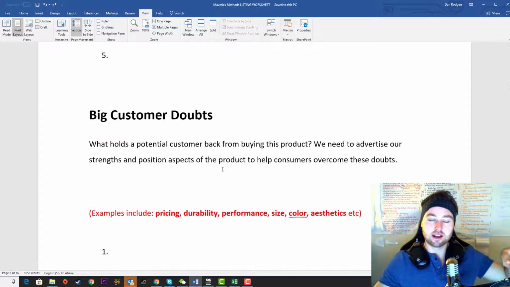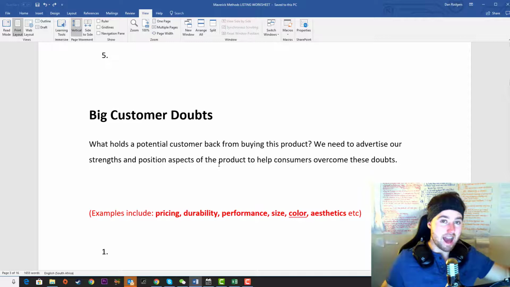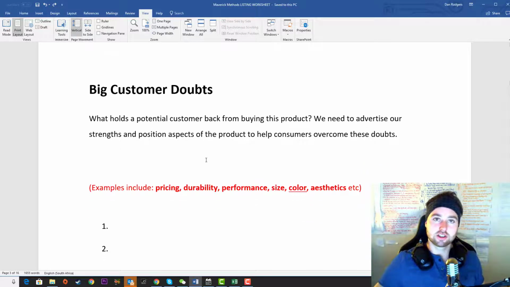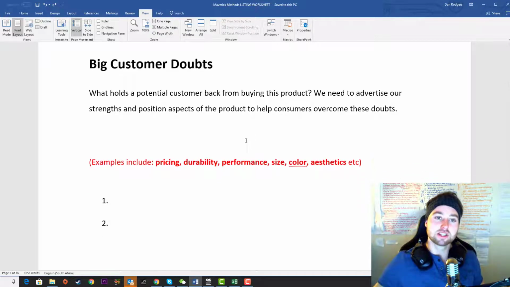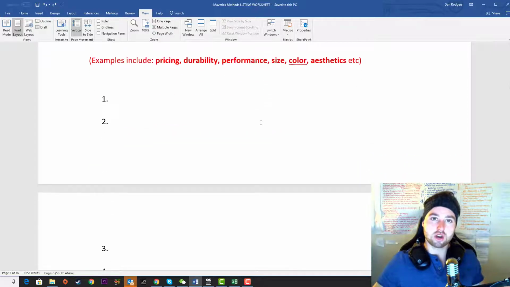Then big customer doubts. So what holds people back from making that purchase decision? What little aspects of the product do people worry about before buying? And we need to position these correctly and show how we have overcome them with our product.